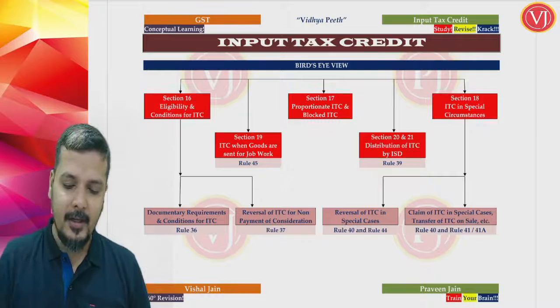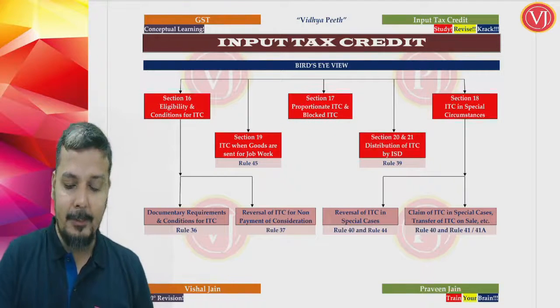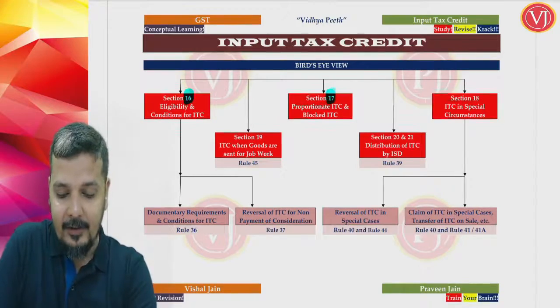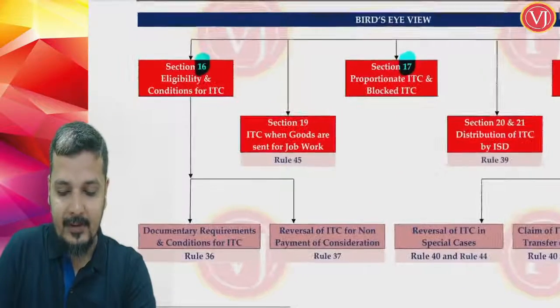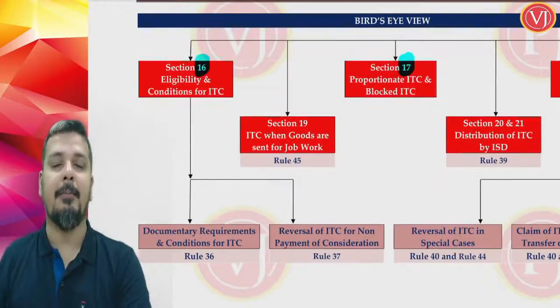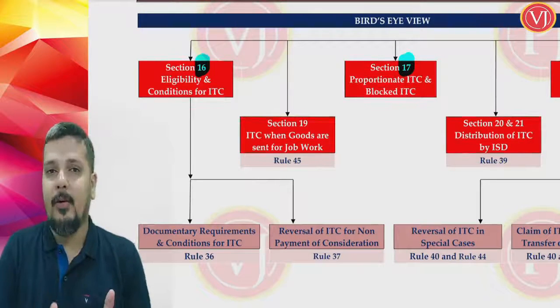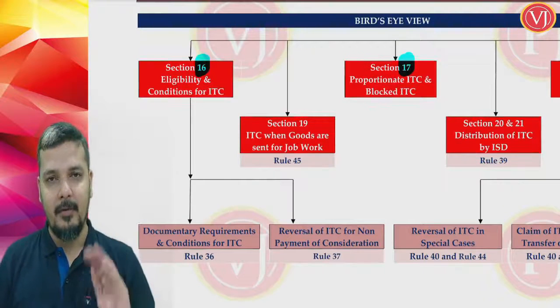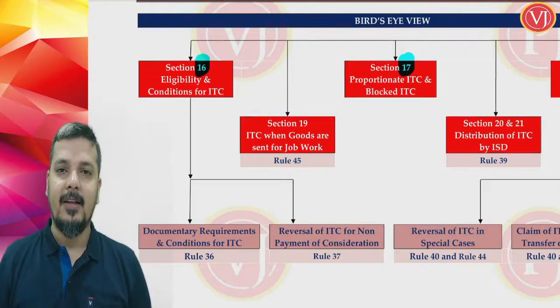To start with, your input tax credit main provisions. Basically, the main provisions are section 16 and section 17. So as we can see, these are the two main provisions that will be impacting ITC on a day-to-day basis. Now you might wonder what about the other provisions, we'll discuss, but the main provisions are section 16 and section 17.